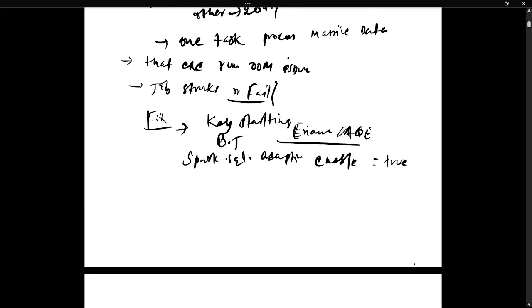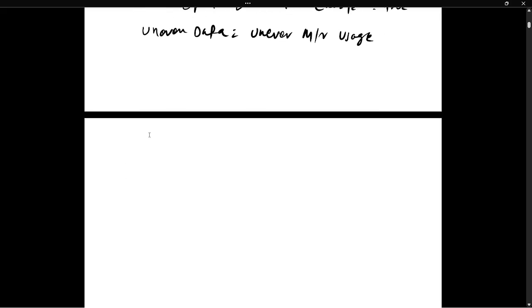Okay, so the issue is that if we have uneven data, we also have uneven memory distribution, and uneven memory usage. Okay, so that is the issue we have. Now for the final things, we will understand in which scenario what will happen.